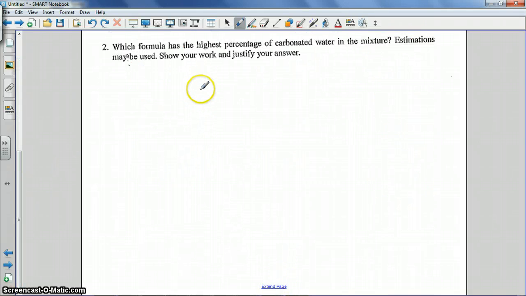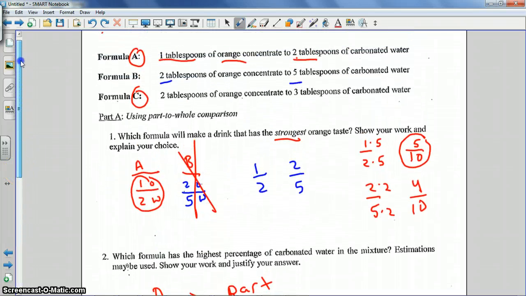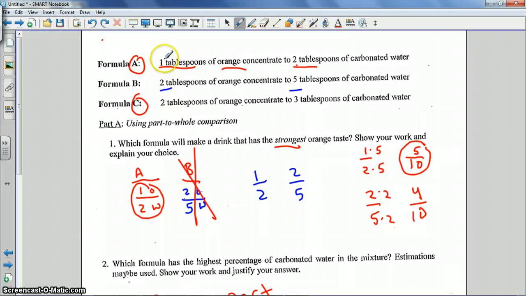Now it says, which formula has the highest percentage of carbonated water in the mixture? Estimations may be used to show your work and justify your answer. So just one note I want you to make so that you remember is percent means part to whole, and I'm sure you already know this at this point. So you're trying to find the percentage.